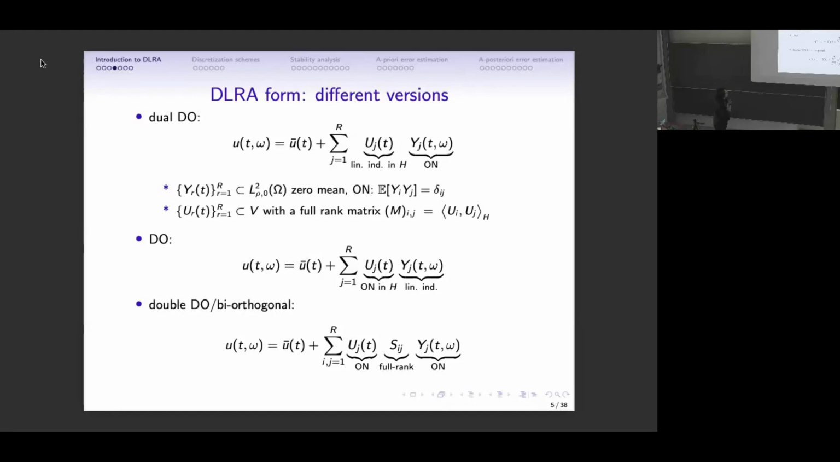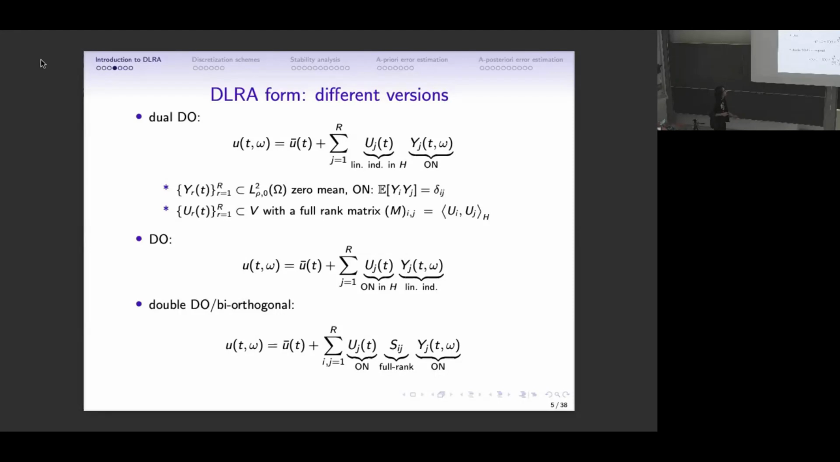Standardly, we work with three choices. There is something called dual DO, in which you have the deterministic modes linearly independent and the stochastic modes orthonormal. This linear independence can be equivalently expressed as the matrix consisting of all the scalar products in H of deterministic modes being full rank. Then you have the DO form, where you have deterministic modes orthonormal in H and stochastic modes linearly independent. And then you have the double DO or bi-orthogonal form, in which you have deterministic orthonormal and stochastic orthonormal, but you still need to evolve in time a matrix S, which is R times R, and this matrix is then full rank. If people are familiar, for example, with the work of the group around Professor Lubich, they work with this form.